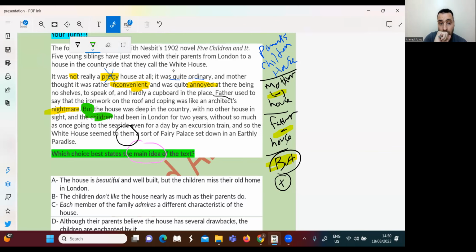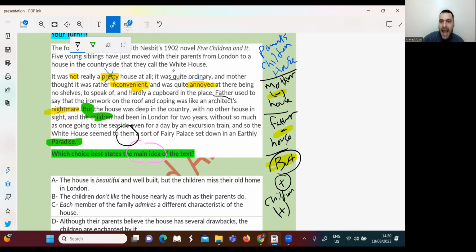Continue reading. Sort of a fairy palace. Set down in the earthly paradise. Paradise, so for the children... It's a paradise. Positive or negative? Positive.